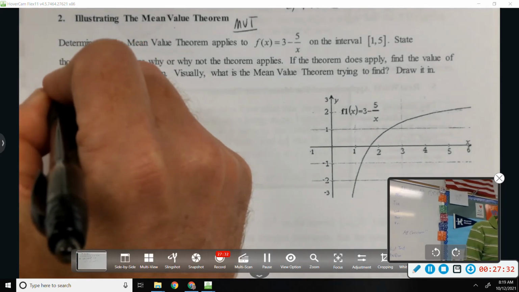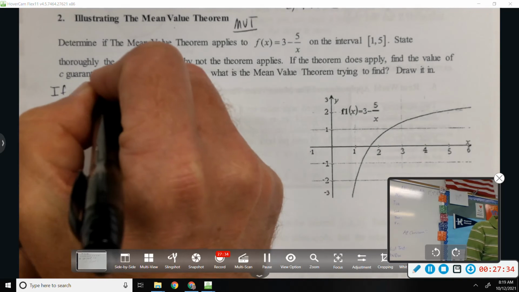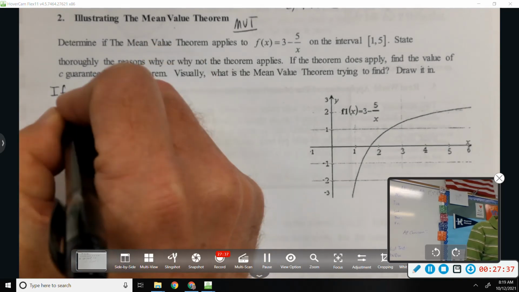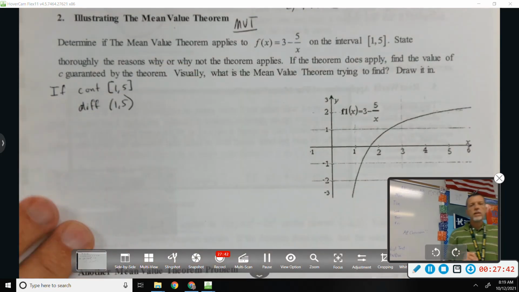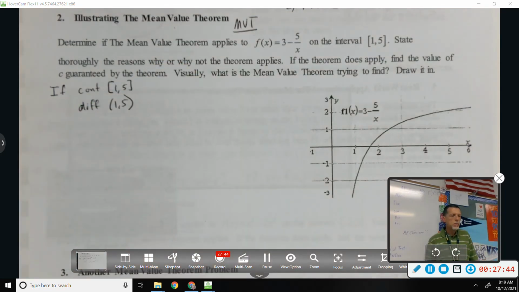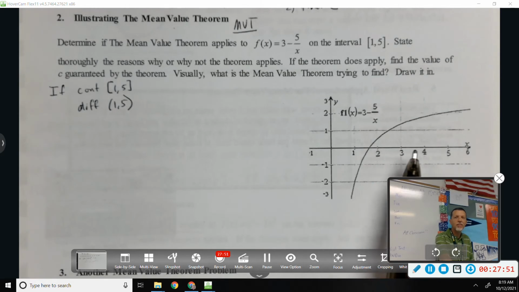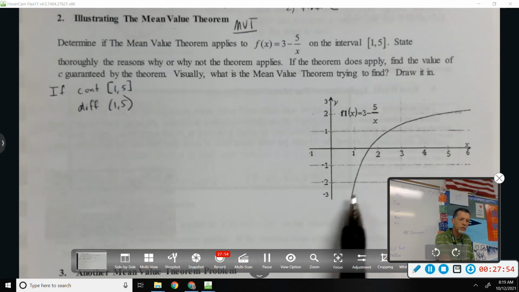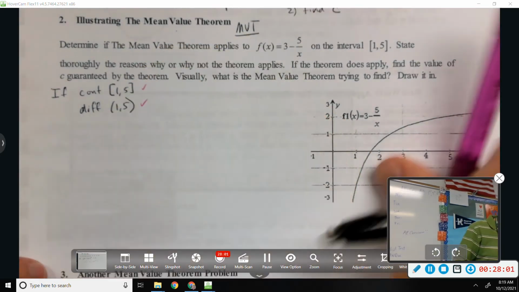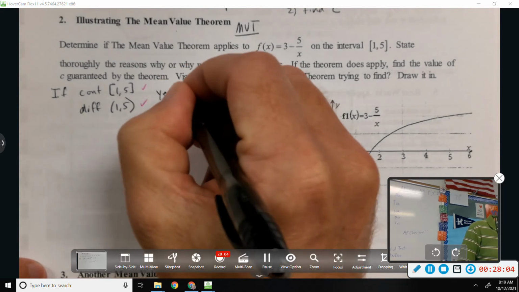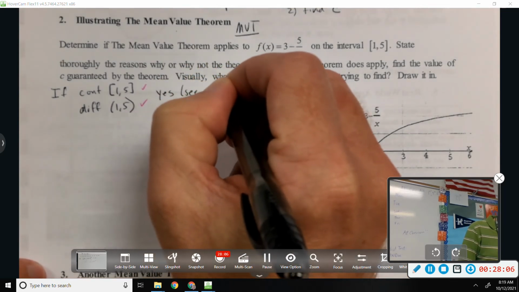All right, well, the if part is continuous on the closed, differentiable on the open. So this one's nice because they give you the picture, so you can know it by the graph. So is this thing continuous and differentiable between 1 and 5? Yeah, it's fine. So you can just say yes, see the picture. You didn't have to do anything on that one.